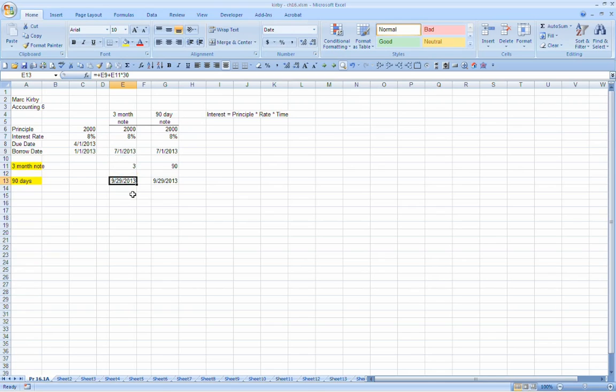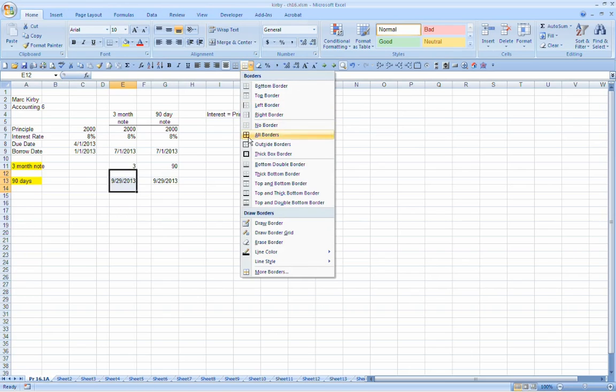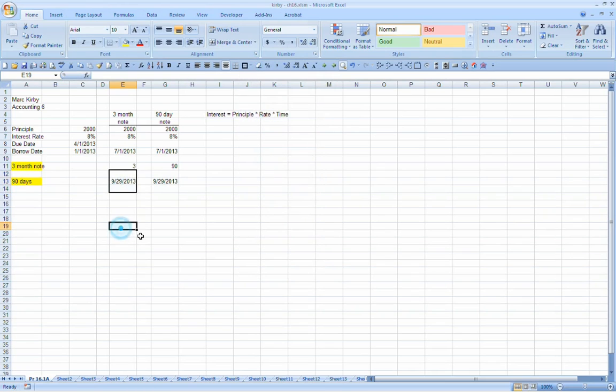But is that right? Let's think this through. July 1 to August 1 is 1 month. To September 1 is 2 months. To October 1 is 3 months. So this date right here, this September 29th date, is wrong. How do we deal with that?